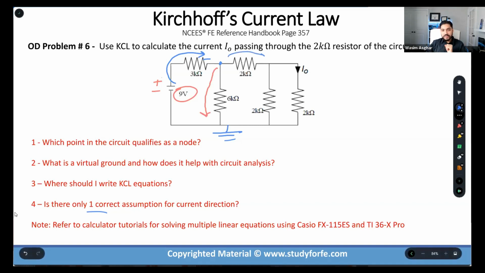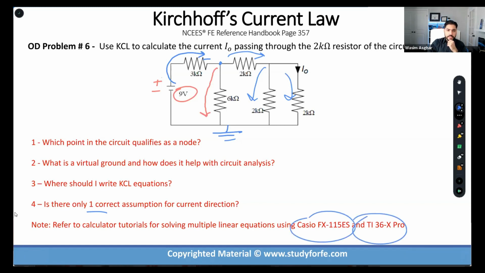So this current is now going to branch out. When it branches out in here, again, it's going to branch out like this, and it's going to branch. Does it make sense? Now with the KCLs and KVLs, we run into multiple equations. So for those, please use a Casio or TI-36 Pro. I think that's going to be helpful.